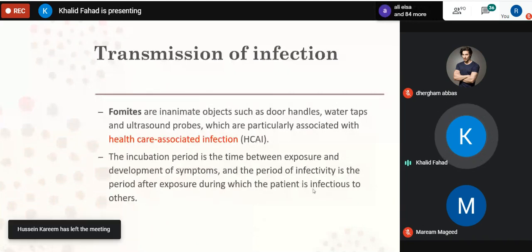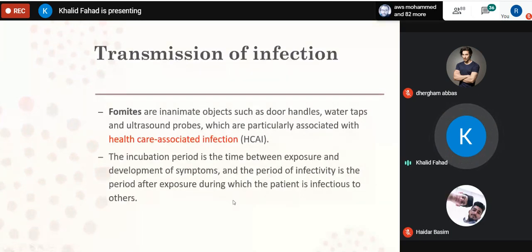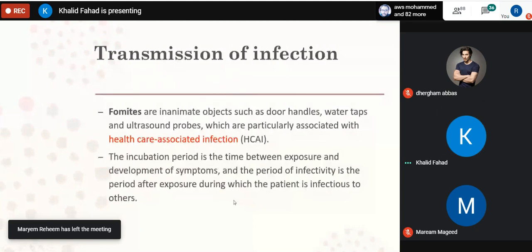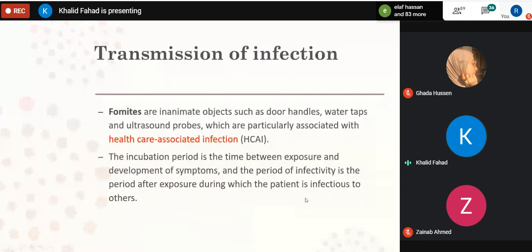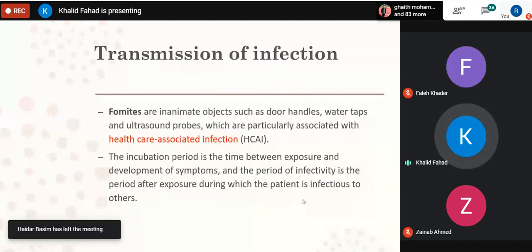And the period of infectivity is the period after exposure during which the patient is infectious to others. So this is very important, because during the period of infectivity, the patient may be infectious but have little or no symptoms.